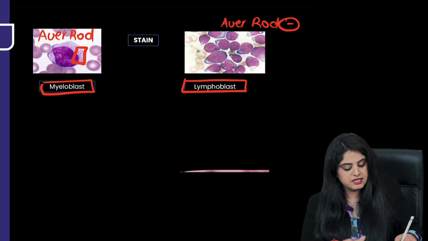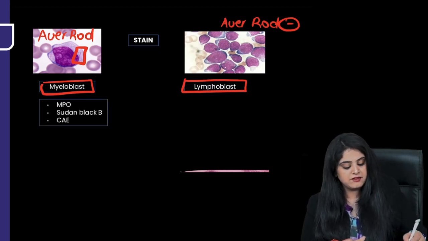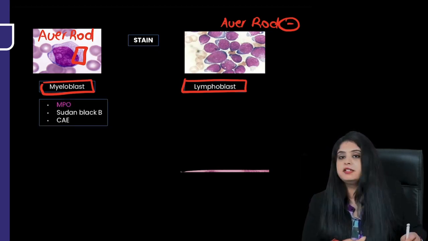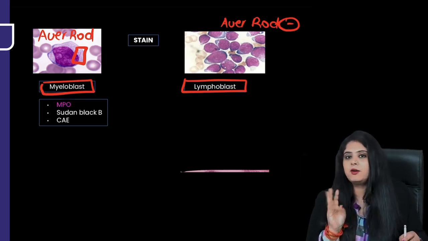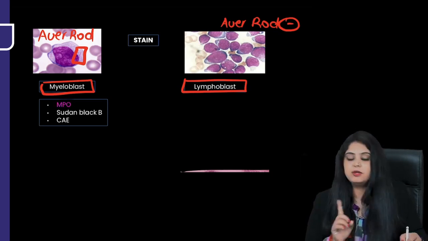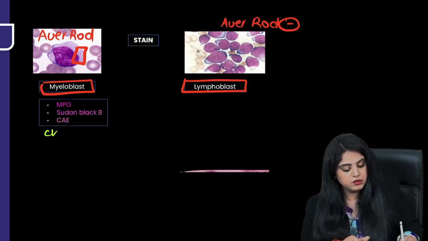So what is the stain for myeloblast, guys? For myeloblast, we have the famous myeloperoxidase, MPO, SBB, CAE. That is how I had learned it. Three letters. MPO, myeloperoxidase, SBB, that is Sudan black B, and CAE was chloroacetate esterase. These are the three stains that we use for myeloblast.